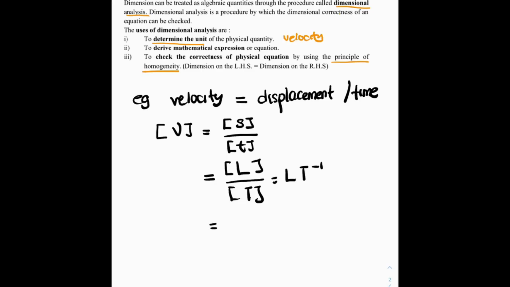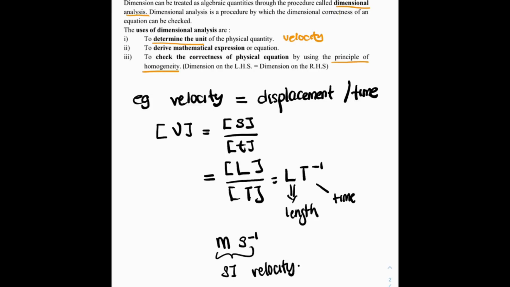Okay, daripada sini apa yang kita boleh tahu adalah, L is the length and T is the time. Unit untuk length, kita ukur length guna SI unit dia adalah meter. And then SI unit untuk time adalah second. And then you have negative 1 dekat situ, dia jadi negative 1. So this one, ms negative 1 is the SI unit for our velocity. Okay, so this is how you use the dimensional analysis method to determine the unit of a physical quantities.